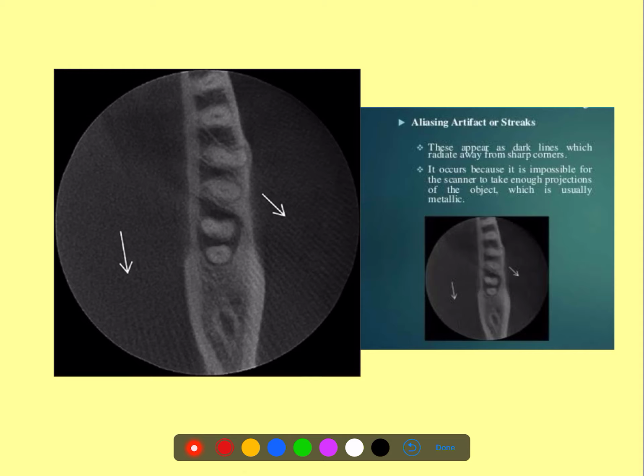What is this type of artifact? This type of artifact is called aliasing artifact or streaks, which is seen in CBCT and mostly occurs because it is impossible for the scanner to take enough projections of the object, which is usually metal-like. Hence these appear like dark lines which radiate away from the sharp corners, which is called aliasing artifact or streak artifact.